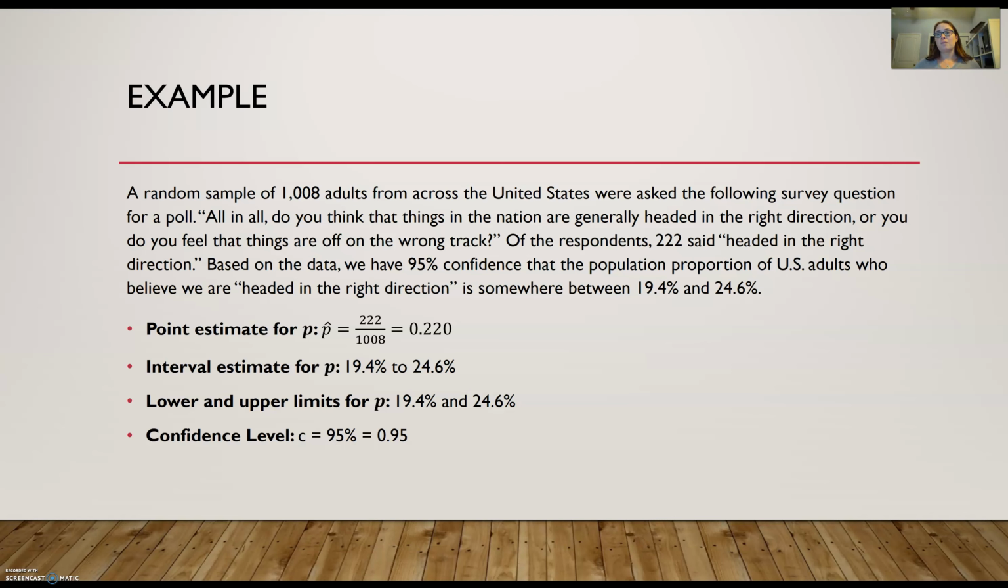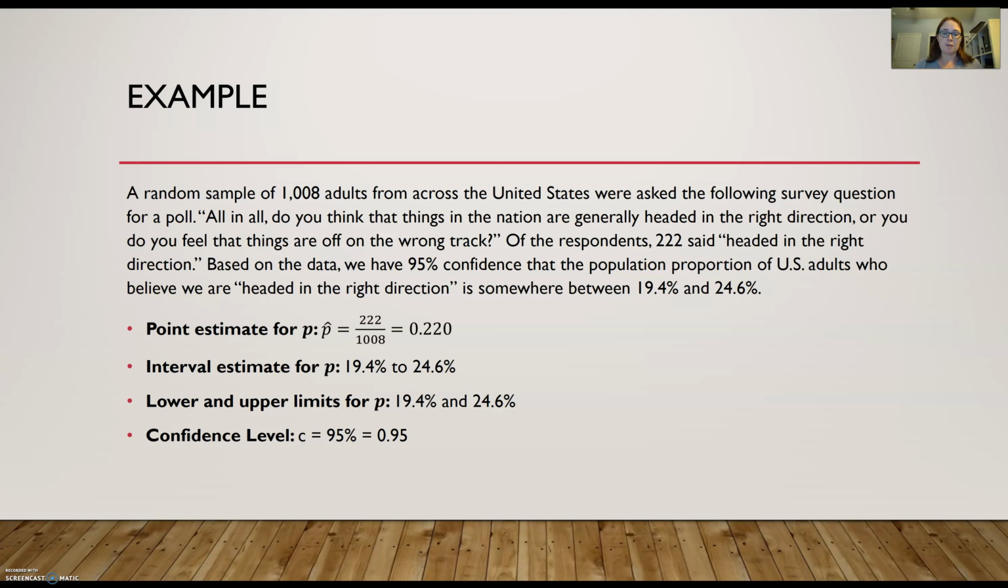So based on the data, we did all the math and we got a confidence interval at 95% confidence that we think that the population proportion of US adults that think we're headed in the right direction is between 19.4% and 24.6%. So just identifying some things here, the point estimate for P, the population proportion, would be P hat, which is taking the 222 and dividing it by the total sample size, 1,008. So we get about 0.22 or 22%.